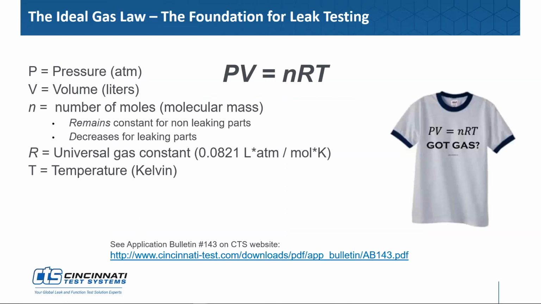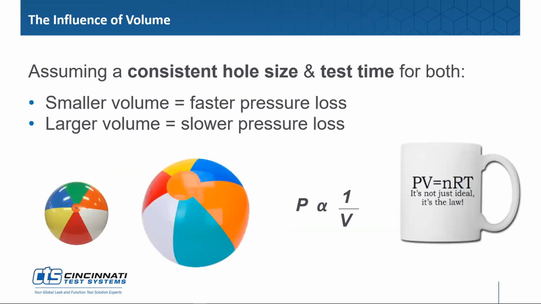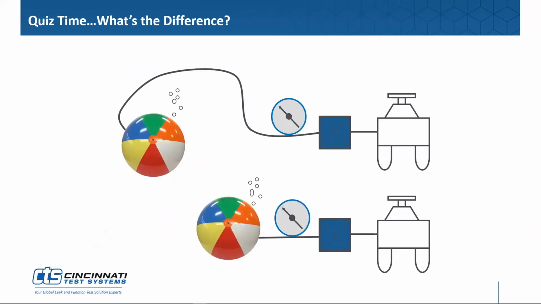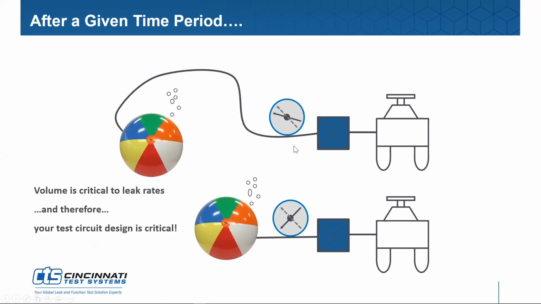So like we said earlier, we're using the ideal gas law, PV equals nRT, converted to the leak rate formula, and in that formula you notice that volume is highly dependent on the pressure drops associated with your parts. So if you have different size parts, you will have different pressure drops associated with the same leak rate. The smaller the part, the faster you're going to have a pressure loss associated with the same leak. A larger part will have a slower pressure change associated with that same flow rate. And that's shown here in this quick view.